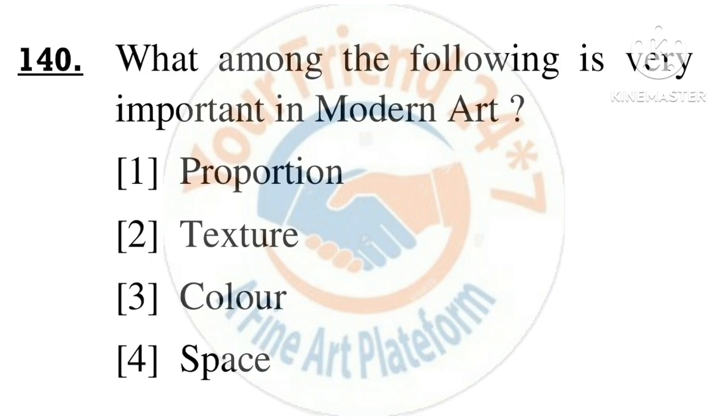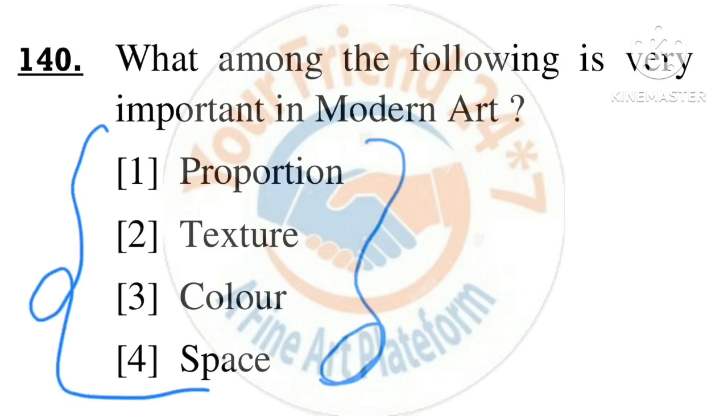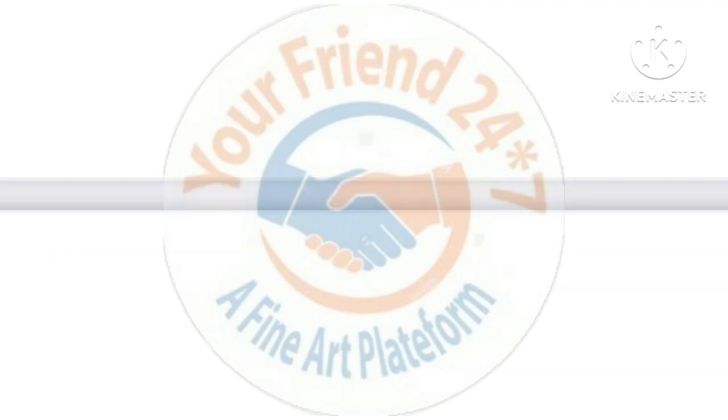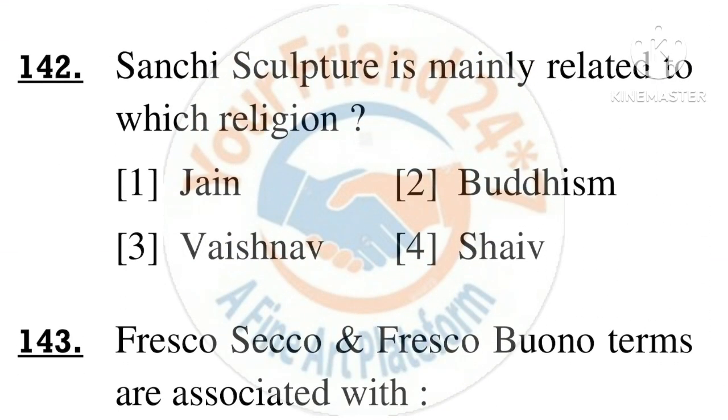Next question. What among the following is very important in modern art? Puzzling question. All are important. Proportion, texture, color, space, all are important in modern art. Next question. What is the primary function of color in painting? To create emotions. Second is the right answer.